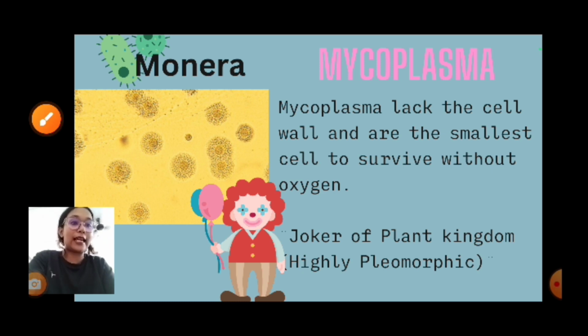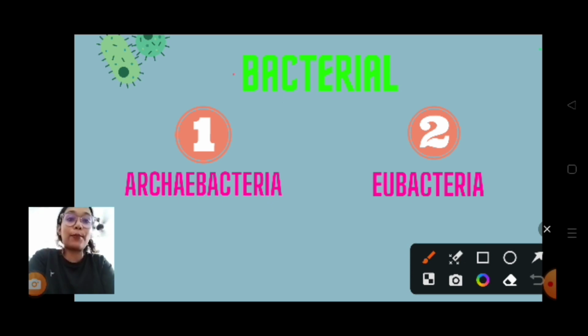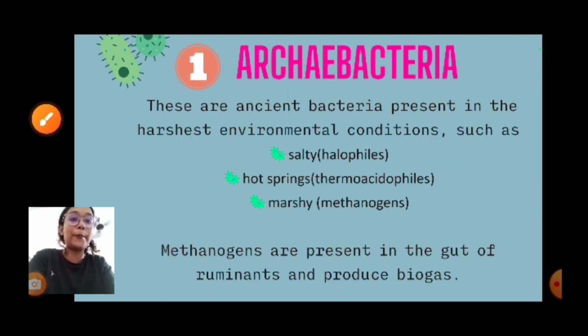Okay, moving on to the next slide. So now we will be discussing in detail two varieties of bacteria. The first one is Archaebacteria, which are primitive bacteria, and Eubacteria, which are true bacteria. We'll go into details in the subsequent slides. So bacteria are basically of two types, Archaebacteria and Eubacteria.